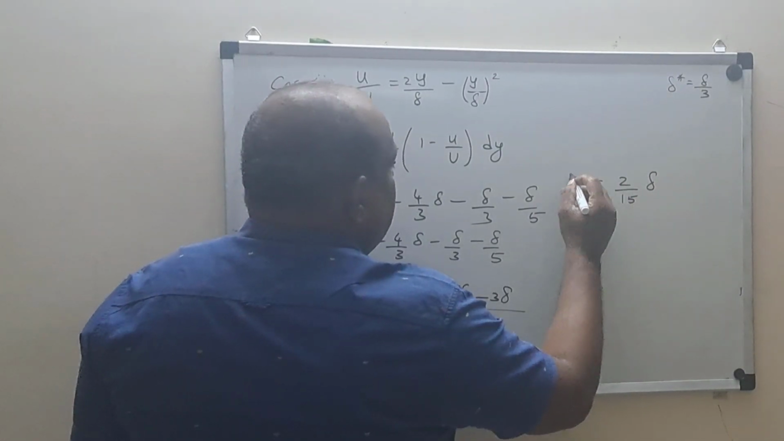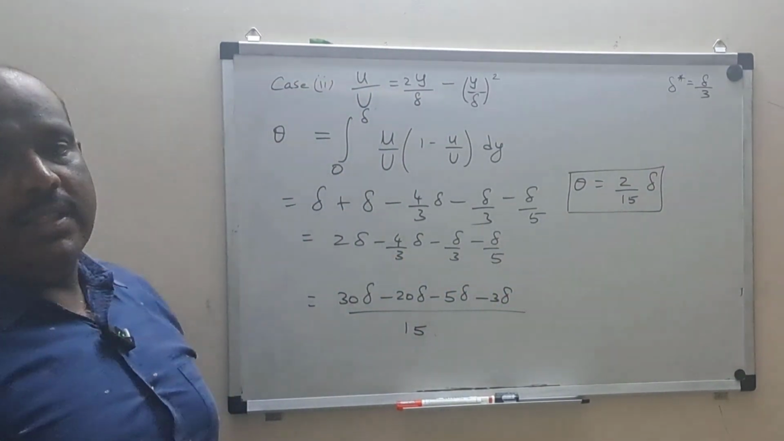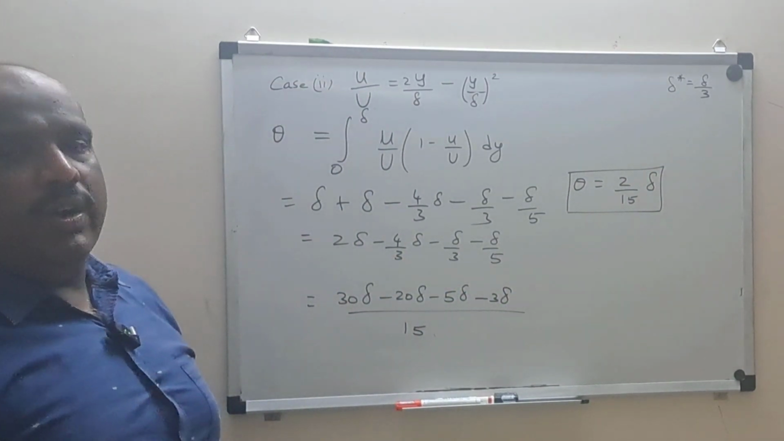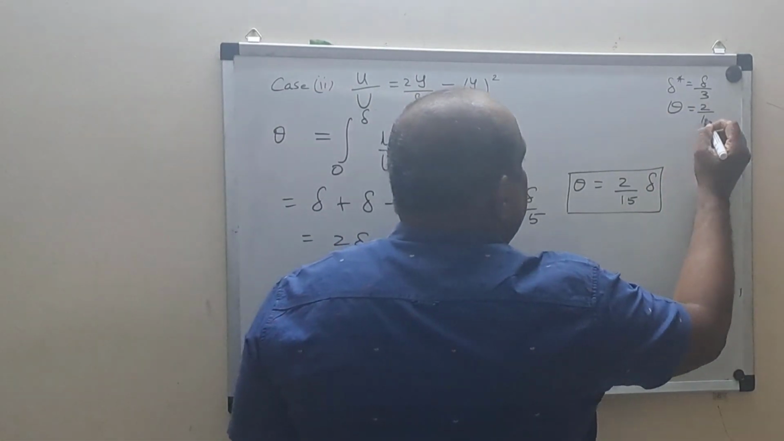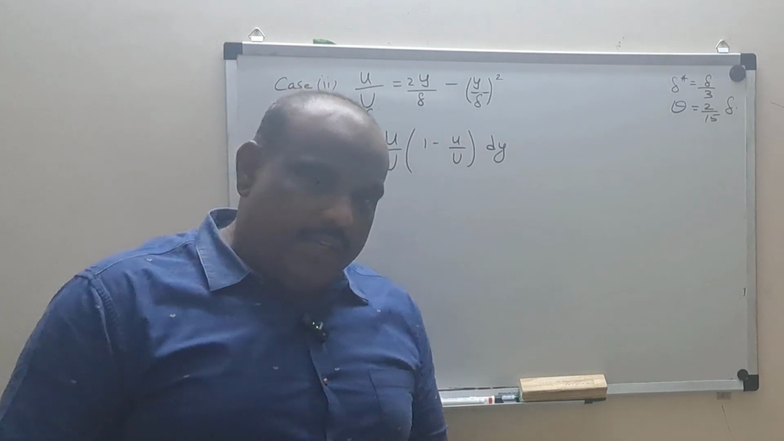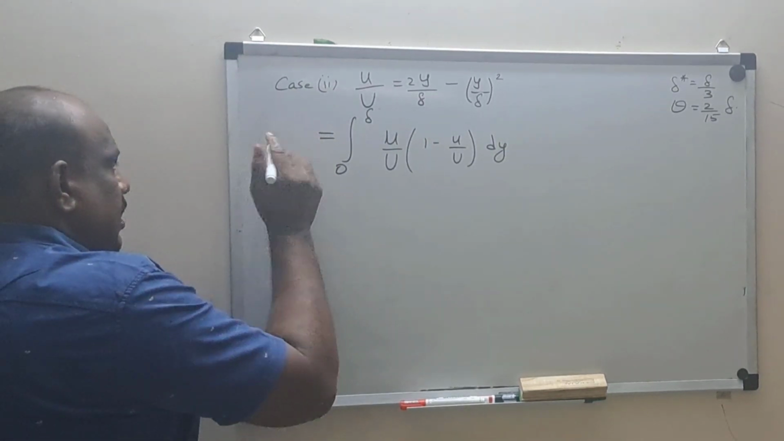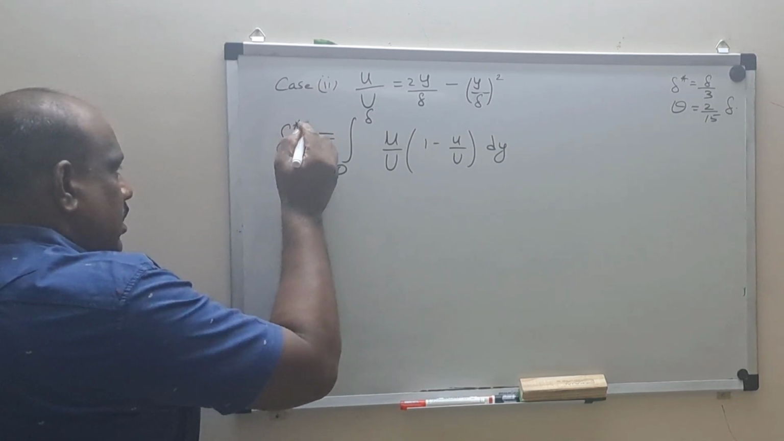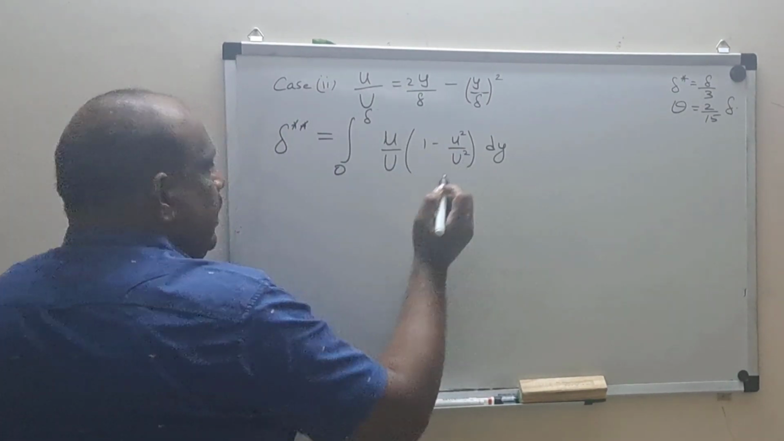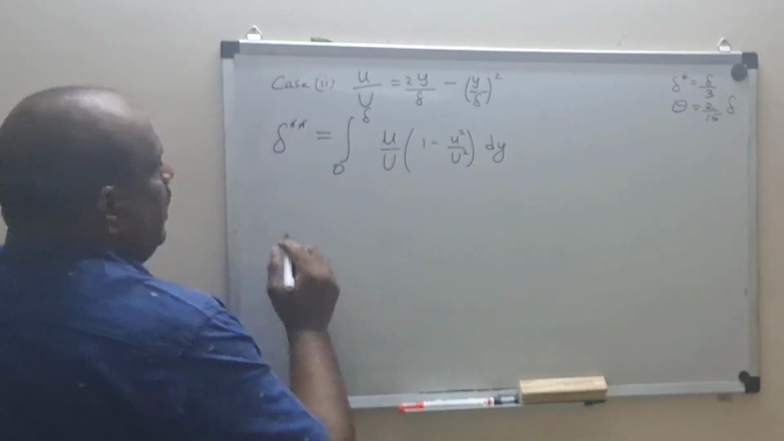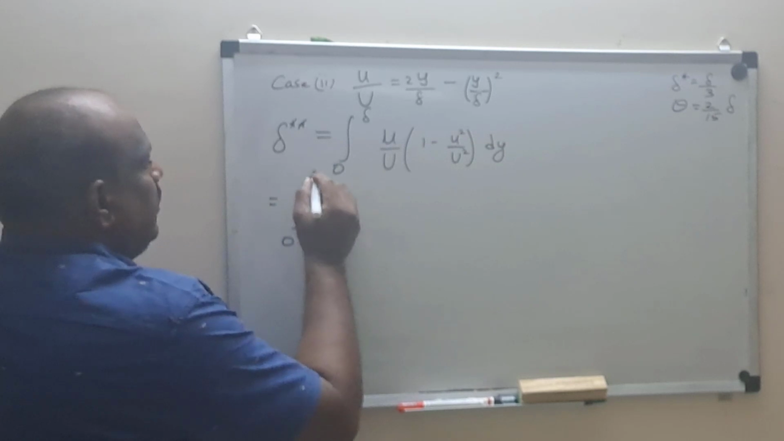What is the left hand side? Theta. So we got the answer: the momentum thickness is 2 by 15th of the boundary layer thickness. So we can also write here theta equal to 2 by 15 of delta. On continuing further, let us try to find the energy thickness. The energy thickness is obtained as delta double star is what? In this formula, you just have to make it u squared by u squared. Now let us proceed further with the same procedure.